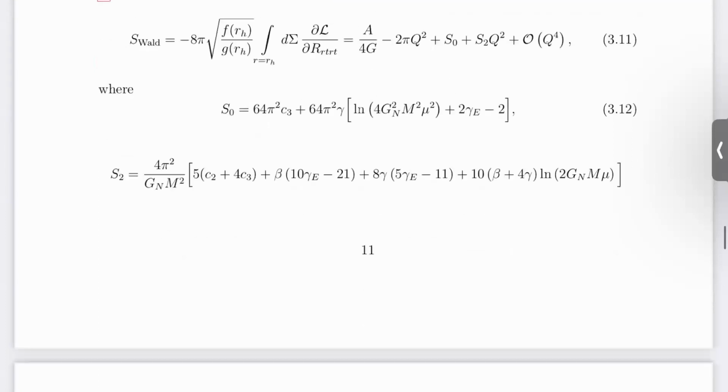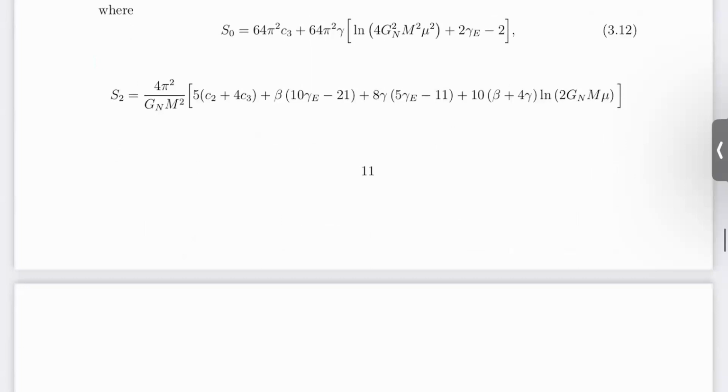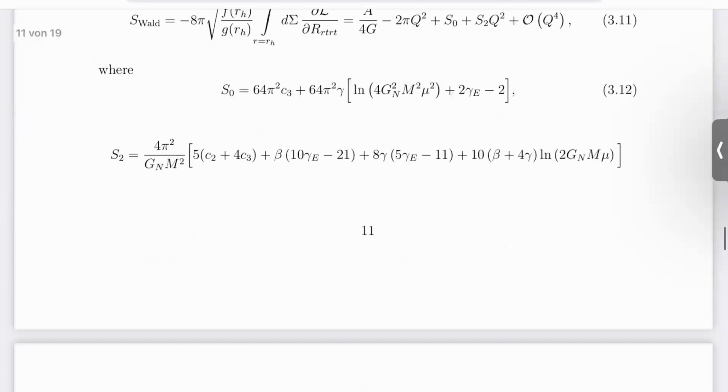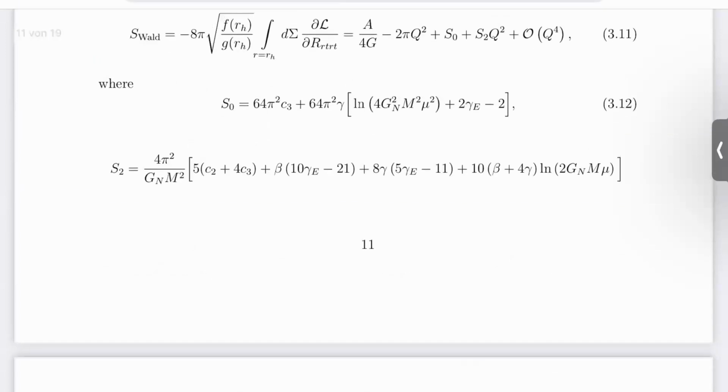Of course, one can in principle solve this order by order, computing the additional terms of the expansion of the entropy. But as soon as the order grows, it becomes a little bit more complicated.